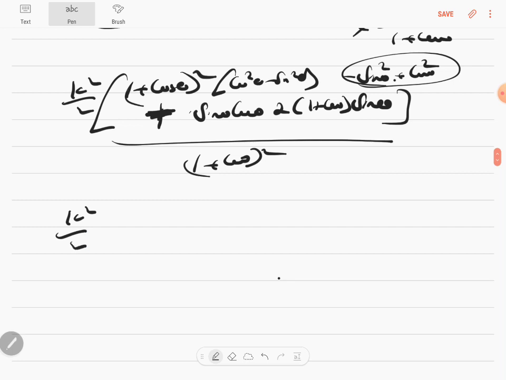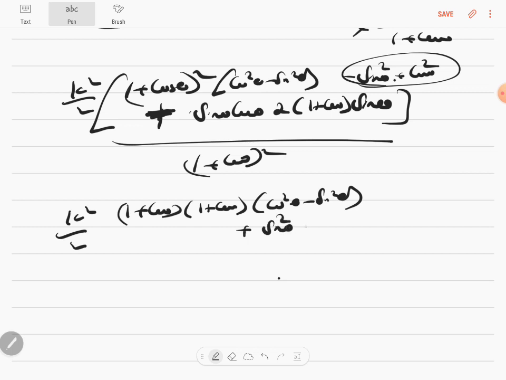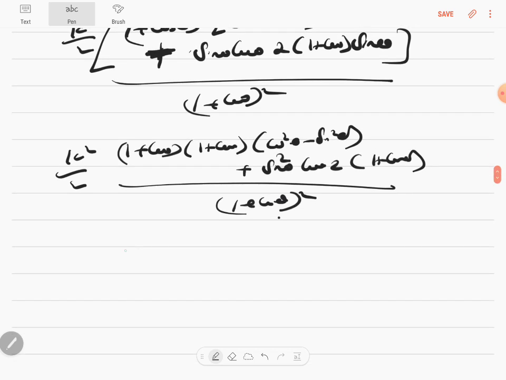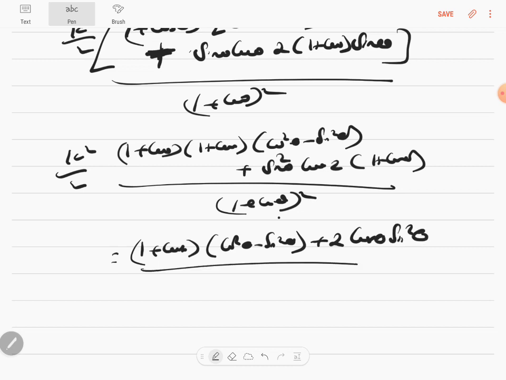So k square by 2 into the differentiation. 1 plus cos theta the whole square can be written as 1 plus cos theta into 1 plus cos theta. You have to know to write like that, otherwise you're gone. You have to write 1 plus cos theta into 1 plus cos theta into cos square theta minus sin square theta plus sin square theta cos theta into 2 into 1 plus cos theta, so that 1 plus cos theta can be taken out common and cancelled with the denominator. So you will have only 1 plus cos theta into cos square theta minus sin square theta plus 2 cos theta into sin square theta by 1 plus cos theta, because the square will get cancelled. So this is what you will have.